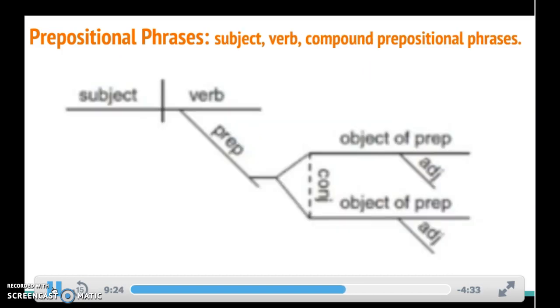Now we're going to look at how we sentence diagram a subject, verb, and compound prepositional phrases. So first of all, we do like normal.